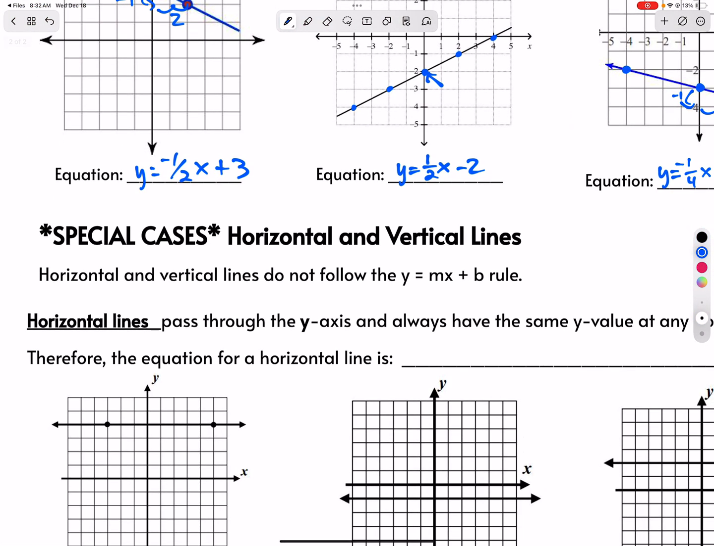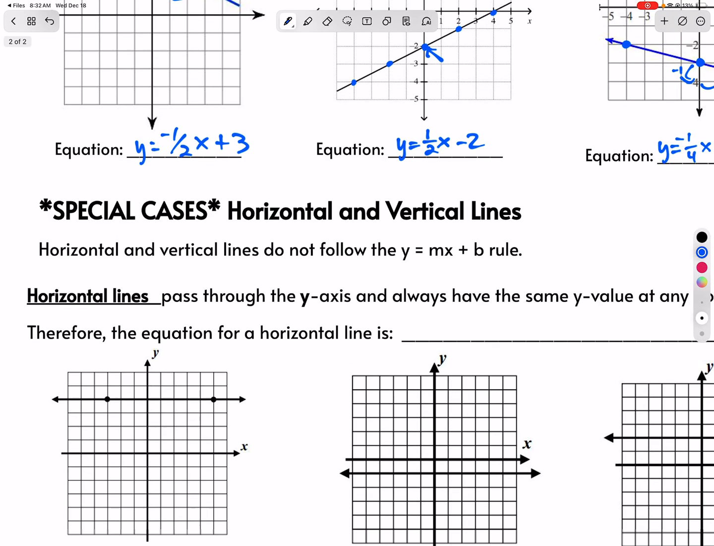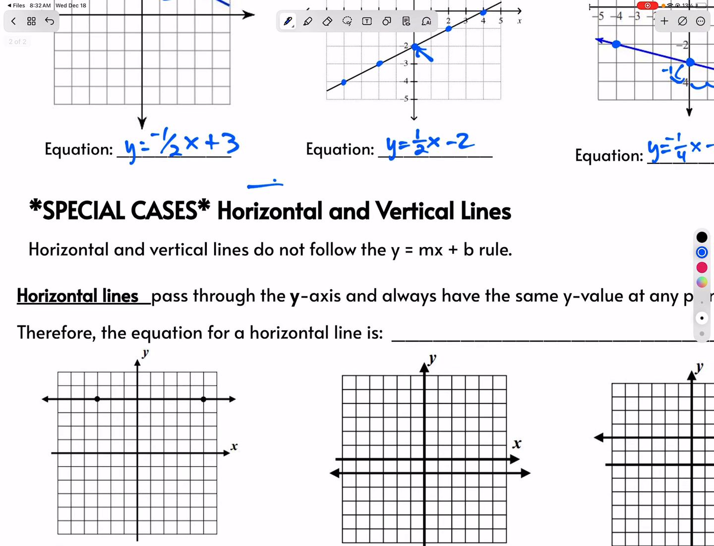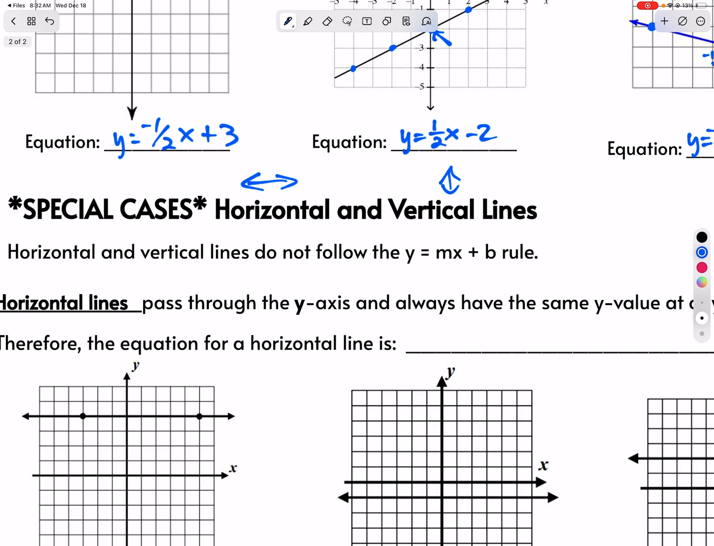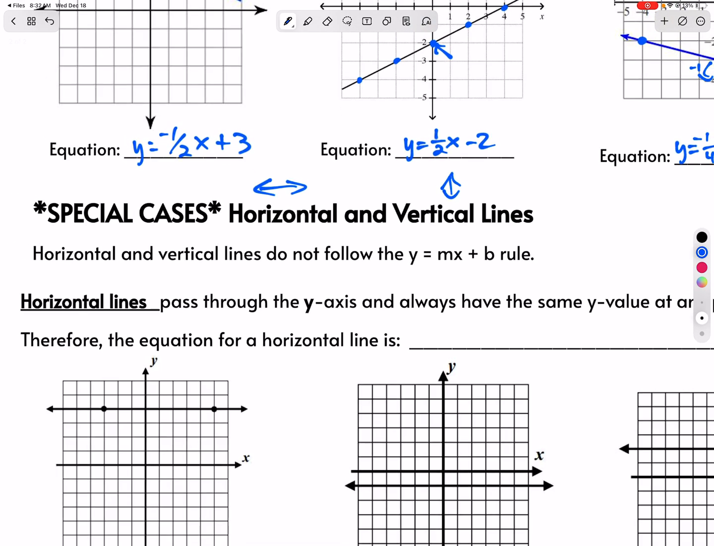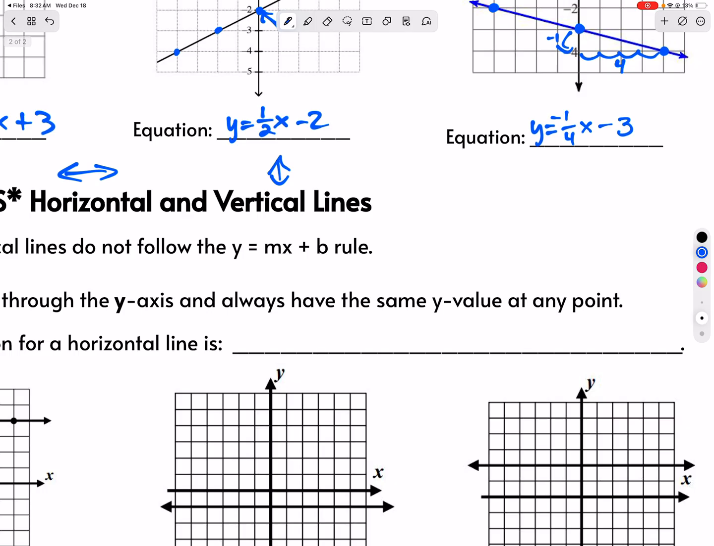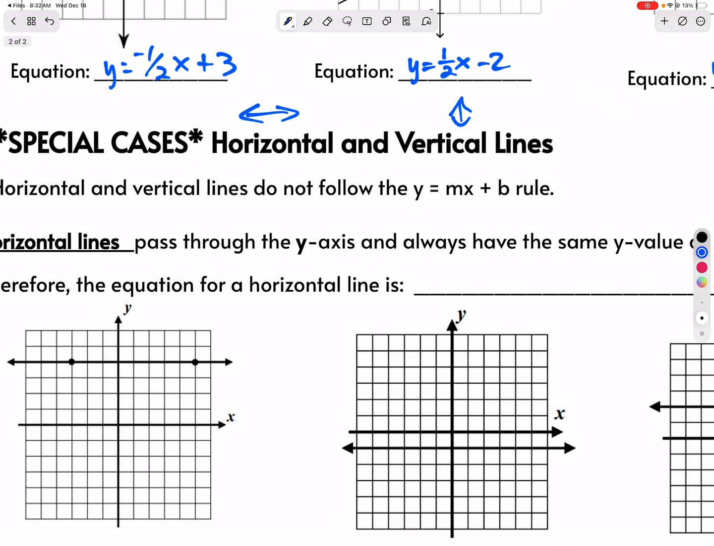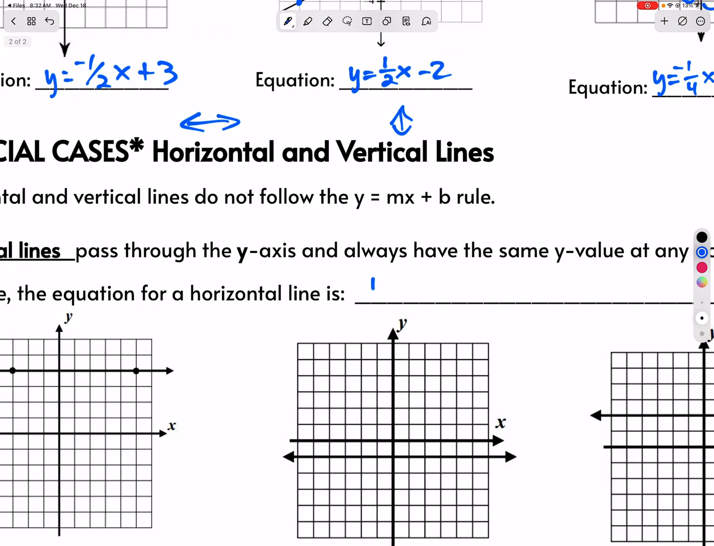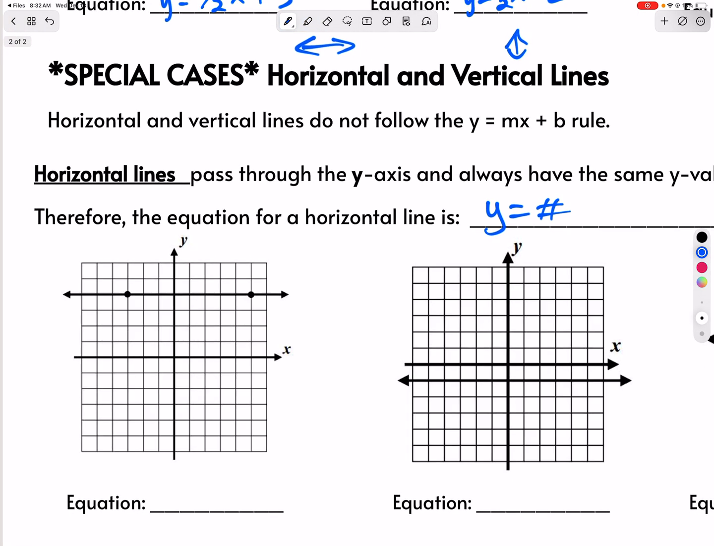Now we have special lines, okay, special cases of vertical and horizontal lines. So horizontal is a line that's just going from left to right. Vertical is a line that's going up and down, okay? They don't have that same rule because of their slopes. So horizontal lines pass through the y-axis and always have the same y value at any point. Therefore, the equation for a horizontal line is a y equals and a number.